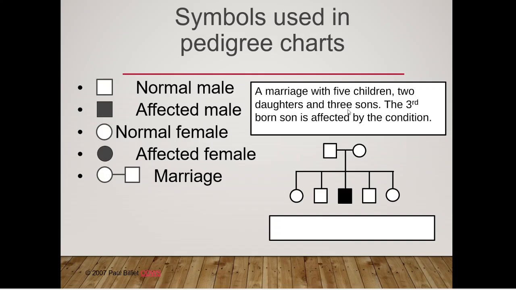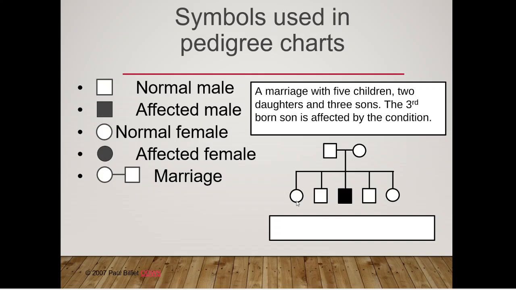Okay, and so here we have a marriage with 5 children. So we have a marriage here. You can see the line is connecting them. They are not siblings. And then they had 2 daughters. So the line coming down from this marriage connects to these people here, which shows that these are their children. And they had 2 daughters and 3 sons.